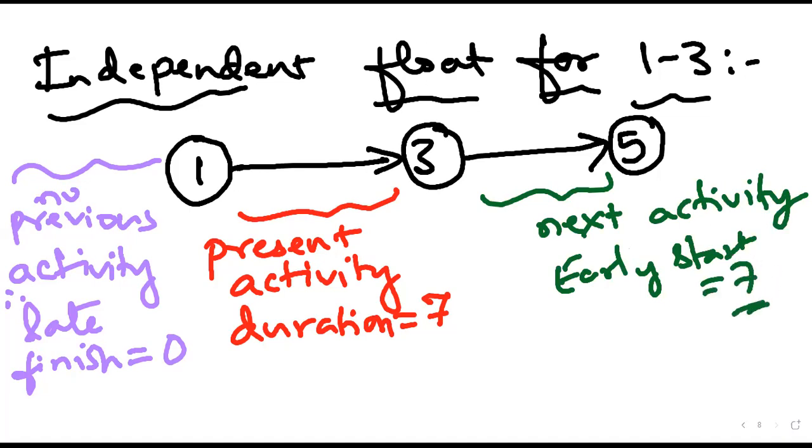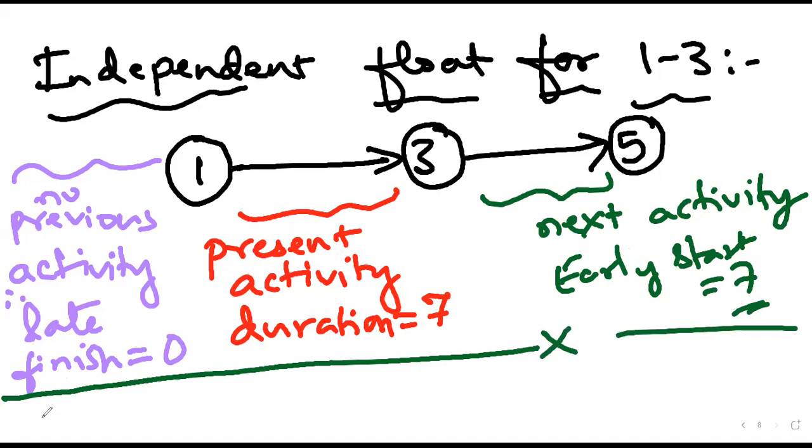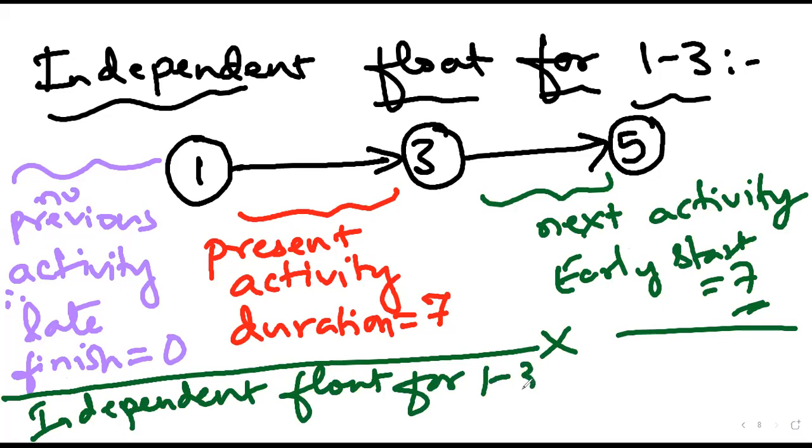What will be the independent float for this activity? Independent float of 1-3 is equal to 7 minus 0 minus 7. Answer should be equal to 0. Correct.